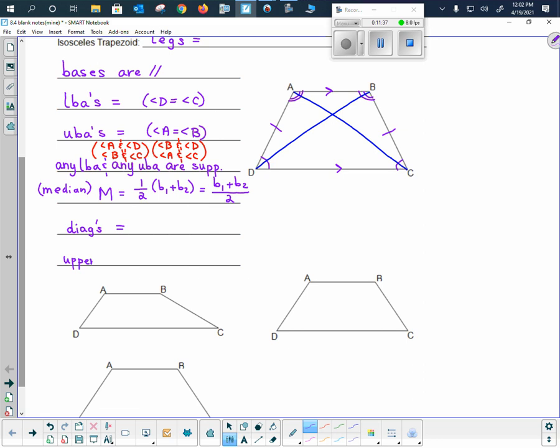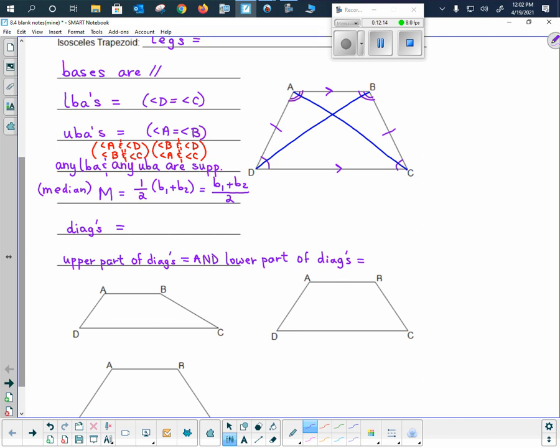The upper part of the diagonals are equal, and the lower part of the diagonals are equal. So let's go over to the picture and mark what we're talking about.